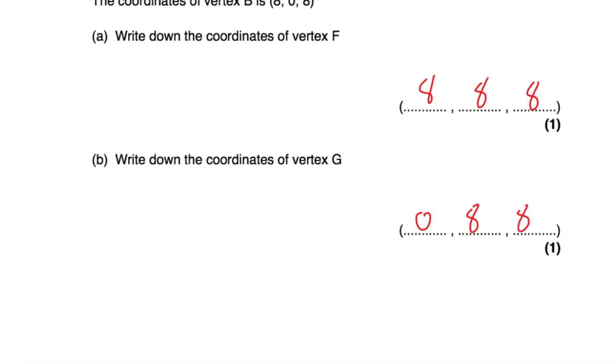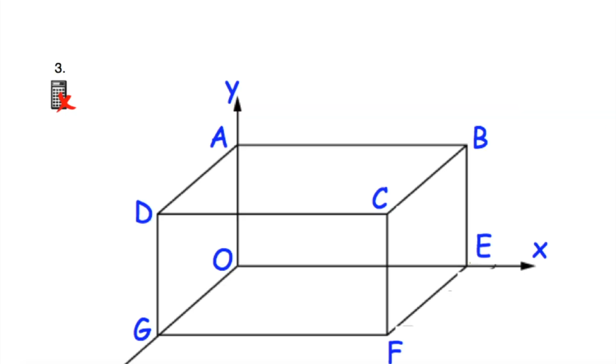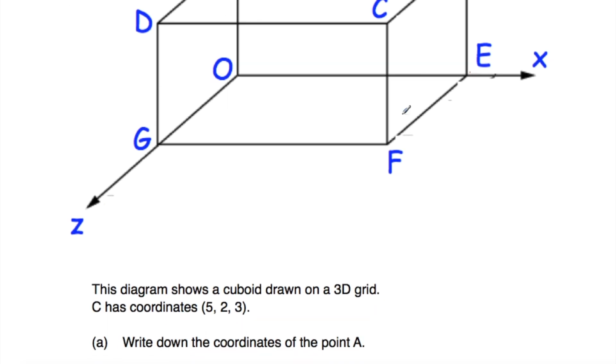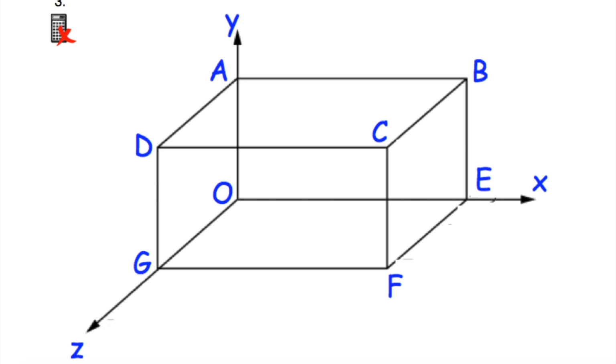And that's it. Okay, our next question. Question number 3. We've got this cuboid, and we've been told the diagram shows a cuboid drawn on a 3D grid. So it's a cuboid on a 3D grid.